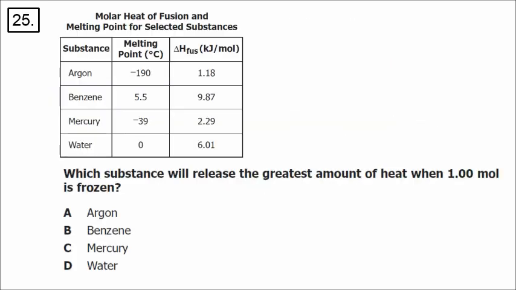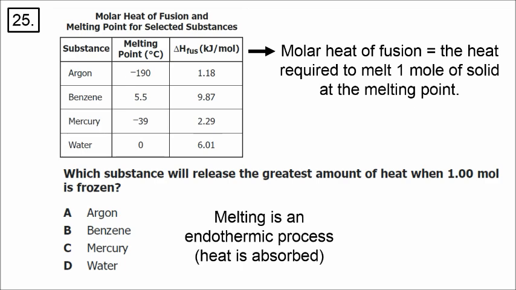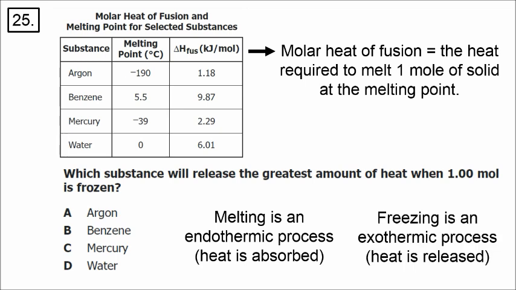Number 25, which substance will release the greatest amount of heat when 1 mole is frozen? The molar heat of fusion is the heat required to melt 1 mole of solid at the melting point. And melting is an endothermic process. Heat is absorbed. Which substance will release the greatest amount of heat? The opposite of melting is freezing, and that is an exothermic process. So of the 4 choices, since 9.87 is the largest number for the amount of heat per mole, the correct answer is B, benzene.